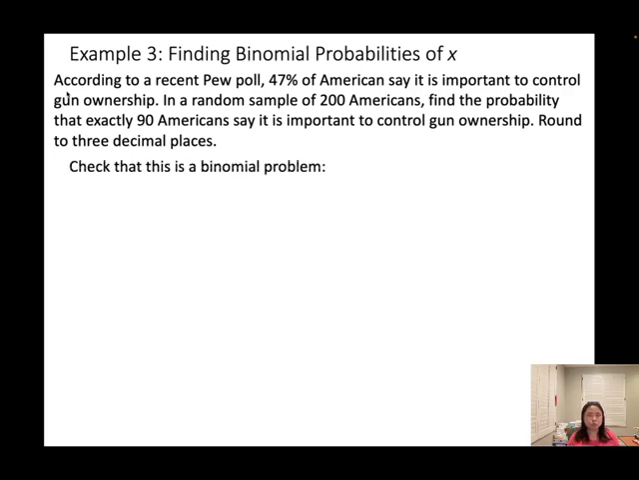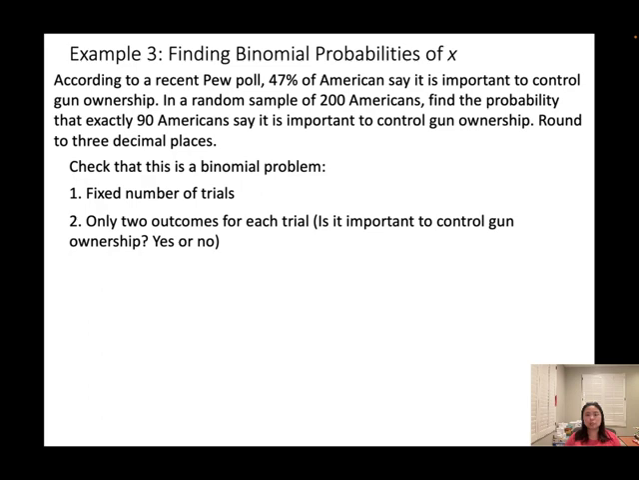So first, we want to check if this is a binomial probability distribution. Remember the 4 requirements? First, do they have a fixed number of trials? Yes, we do have a random sample of 200. And then, do we have 2 outcomes? Yes, it is important to control gun ownership, yes or no. Okay.